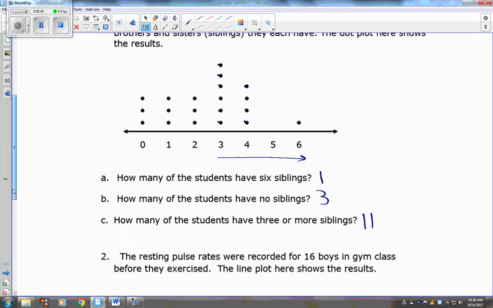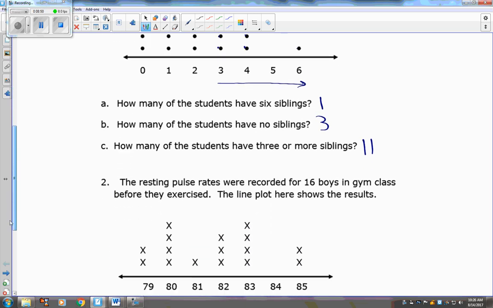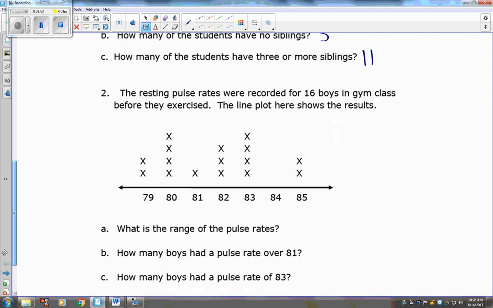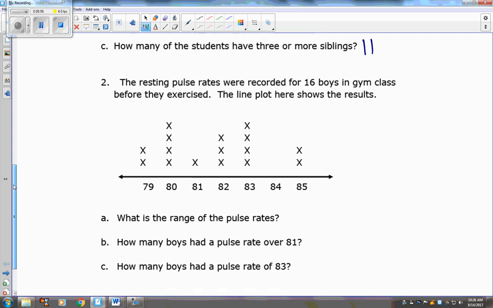Number 2, the resting pulse rates were recorded for 16 boys in gym class before they exercised. The line plot here shows the results. This is a dot plot, but we just have X's instead of dots. What is the range of the pulse rates? Range is the difference between the largest and the smallest. Your largest pulse rate being 85, and your smallest being 79. So 85 minus 79 gives you 6. That's an equal there.